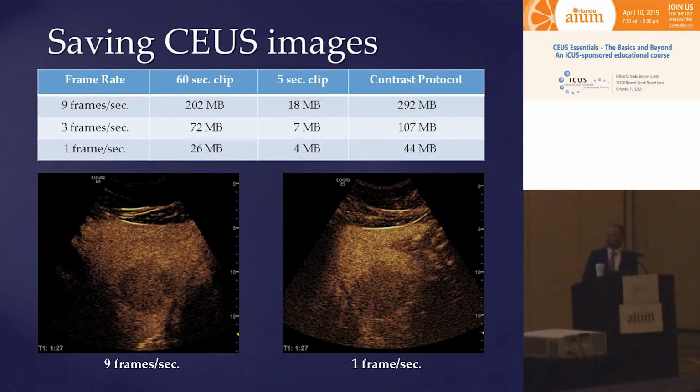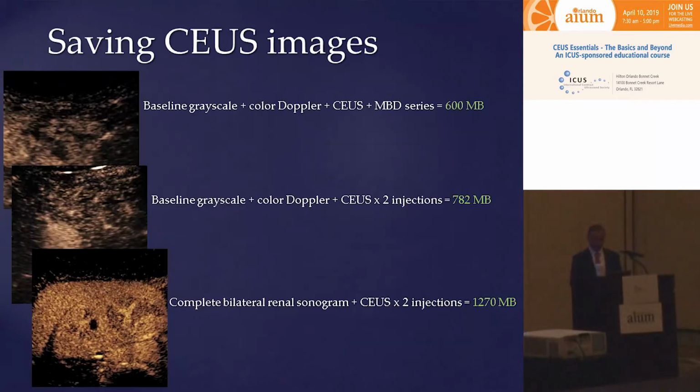A cine loop with 9 frames per second can produce up to 300 megabytes. If you drop it to 1 frame per second, you can end up with only 44 megabytes of data. It does ruin the joy of scanning to some degree, but you can produce decent images even with a very, very low frame rate. Those are a few examples, just to give you an idea of what amounts of data you will produce.